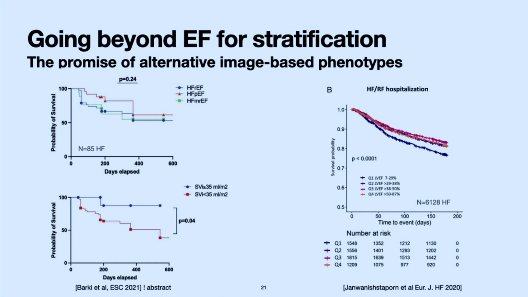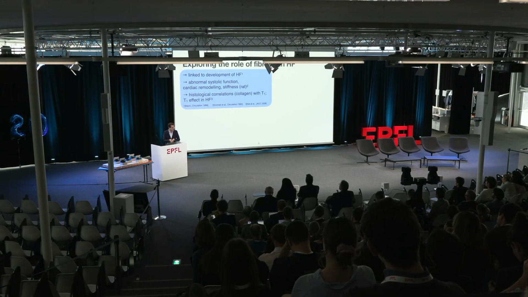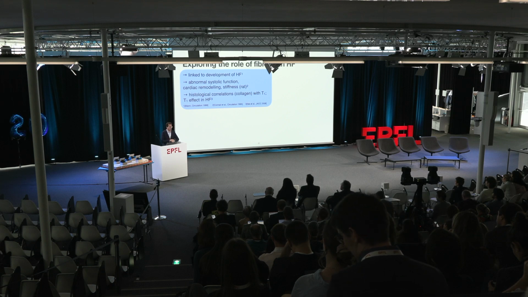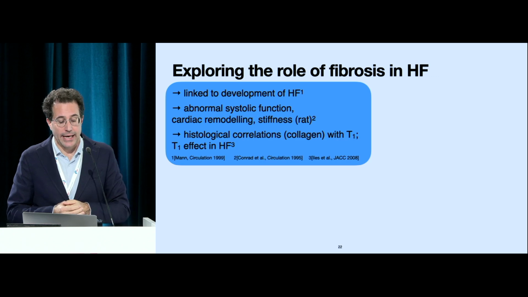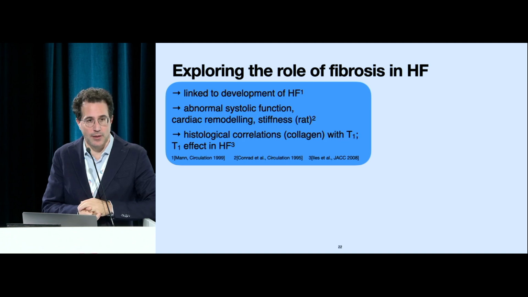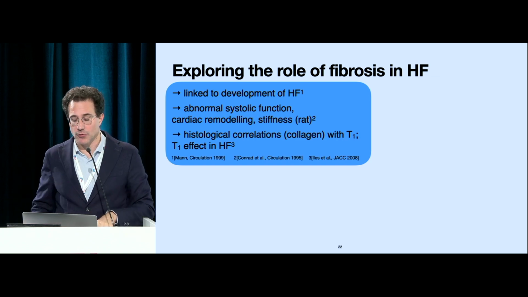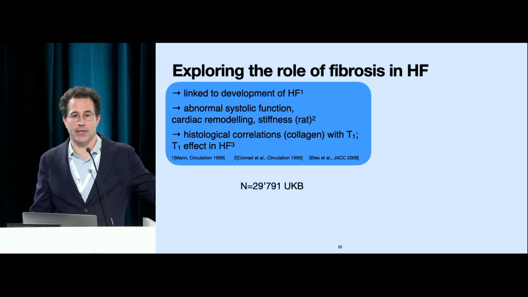Okay. So here, we're looking at multiple modalities, but here we wanted to look at fibrosis, right, in heart failure in the data. And why fibrosis? Well, it's linked to the development of heart failure. It's linked also to abnormal systolic function, cardiac remodeling, and stiffness, at least in a rat. And you have nice histological correlations with T1. And it so happens that in HeartMagic, we do have T1 mapping. And so this is something that we're going to look at. But in the meantime, I just want to show you some results on UK Biobank. So this is now with this great pipeline.